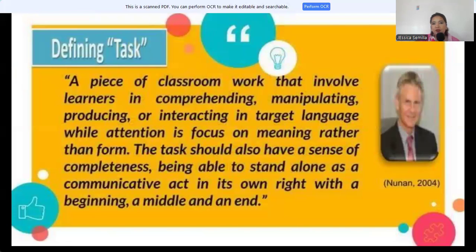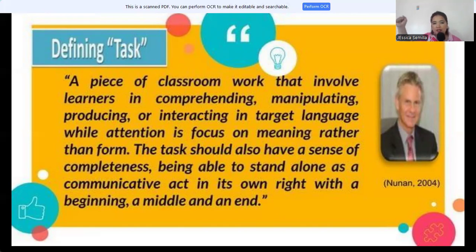So let's first define task. A task, according to Nunan 2004, is a piece of classroom work that involves learners in comprehending, meaning students need to understand first, and then manipulate it, explore it, produce, and interact in the target language, while attention is focused on meaning rather than on form. So what do you mean by that? They need to make meaning out of the conversation.